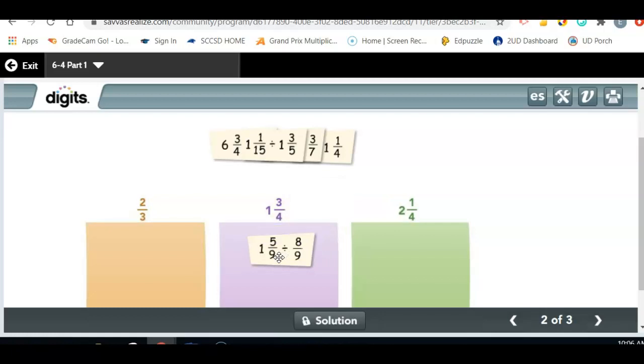Okay, next one I want you to try with a partner. Doing it with a partner, take 1 and 1/15 divided by 1 and 3/5. It is letter F. Letter F.